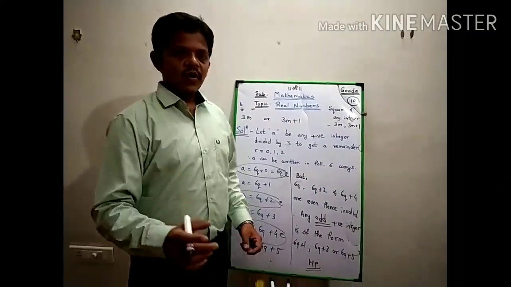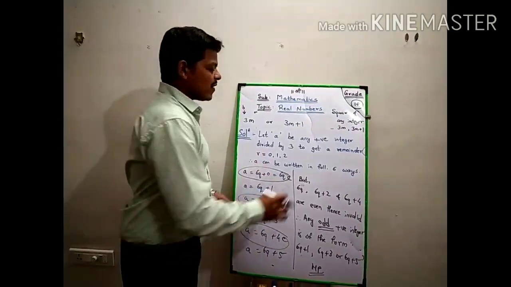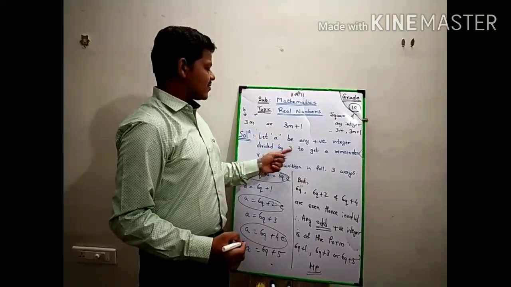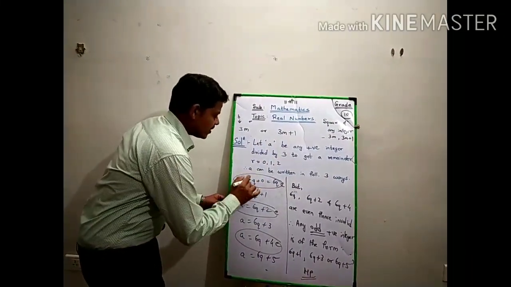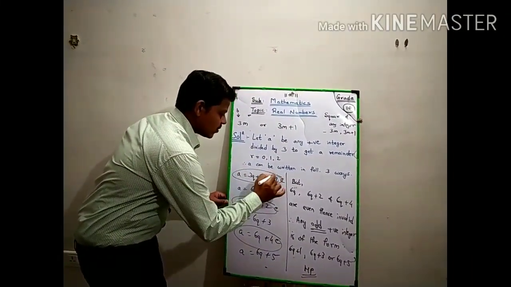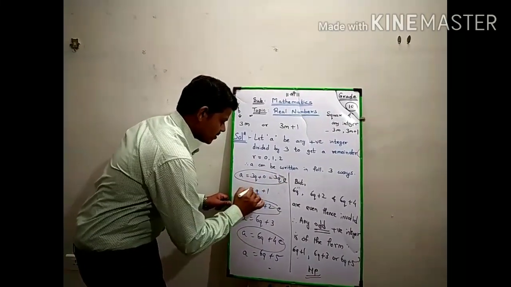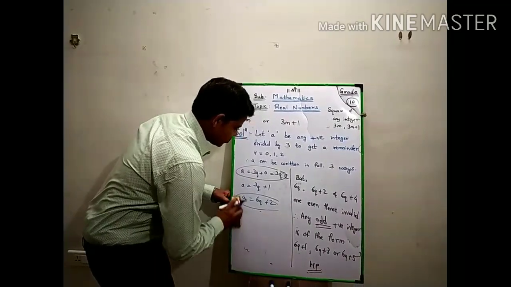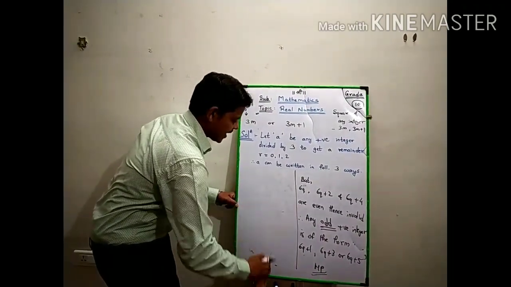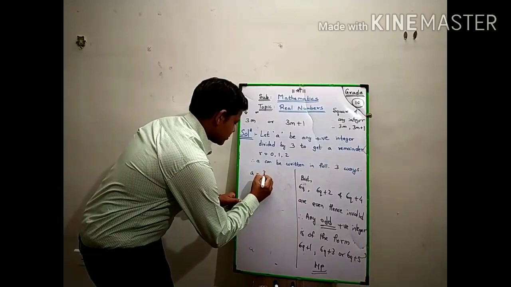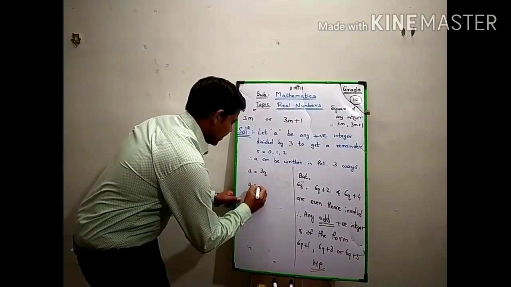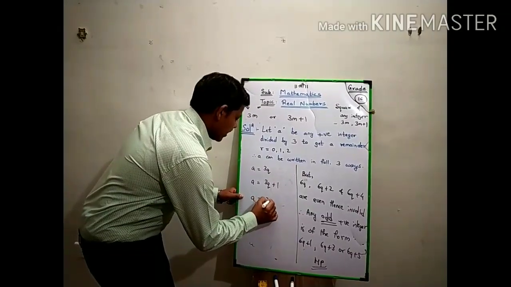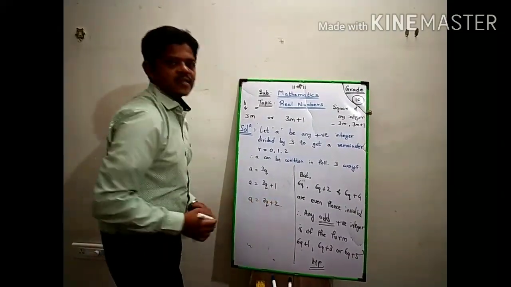Correct? So a can be written in how many ways now? In the following 3 ways, because now a is divided by 3. So what are we going to get? a is equal to 3q plus 0, that is 3q, or 3q plus 1, or 3q plus 2. These are the only 3 forms that a can take. a becomes 3q, or a is equal to 3q plus 1, or a is equal to 3q plus 2.